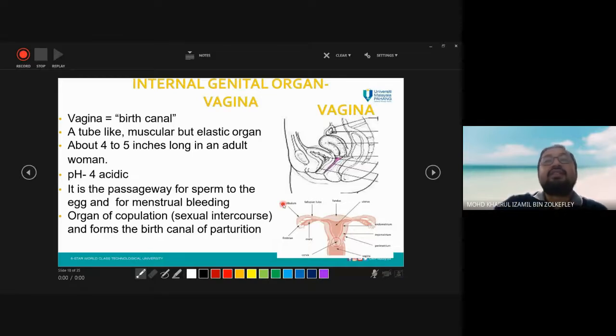So previously I have explained a little bit about internal genital organ. So now we are going to know in detail what are the internal genital organs present in female reproductive system. The first one is what we call vagina. Vagina is also called as a birth canal, a tube-like muscular but elastic organ, about 4 to 5 inches long in an adult woman. Okay, the pH environment is acidic. It is the passageway for sperm to the egg and for menstrual bleeding as well. Okay, tempat keluar untuk ketika berlakunya menstrual period, darah lah, tempat darah tu keluar. So organ of copulation, sexual intercourse, and forms the birth canal of parturition untuk birth.